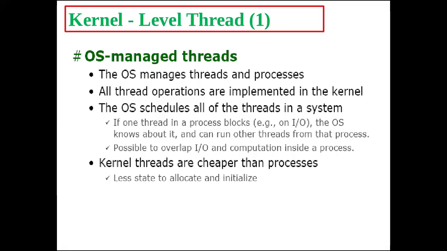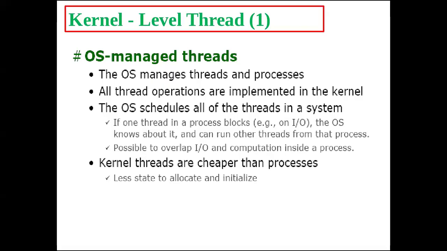When we talk about scheduling, the OS schedules all of these threads in a system. If one thread in a process blocks for an IO operation, the OS knows about this. The OS can run other threads from the same process. It does not stop the entire process. It switches to another thread. And this allows overlapping of work. And how is it possible to overlap? Or what are the possible mechanisms to overlap? Your IO operations and computation, both can happen within the same process.